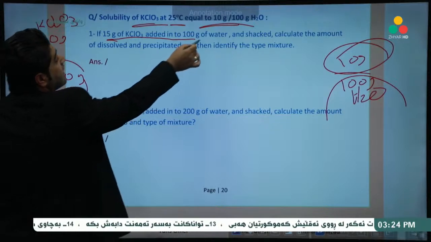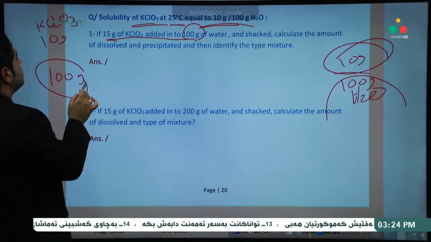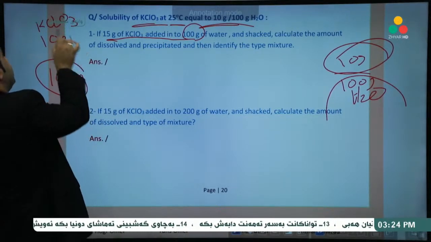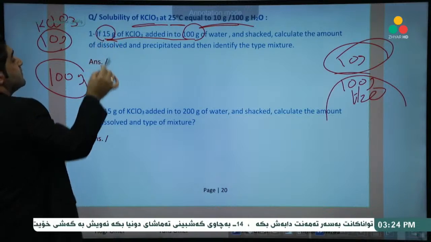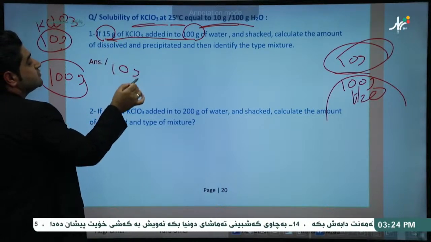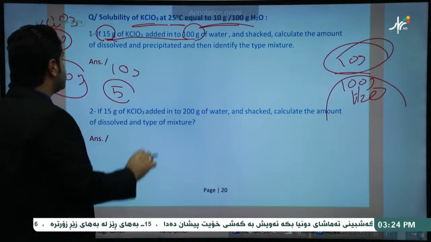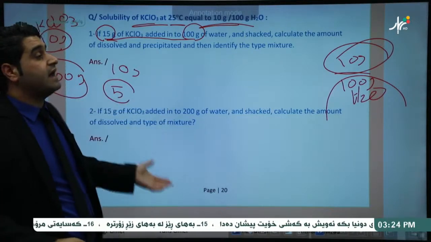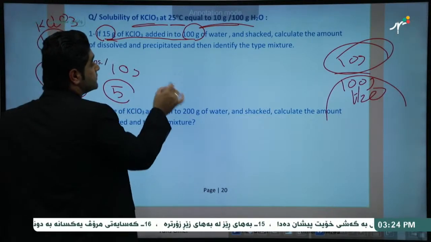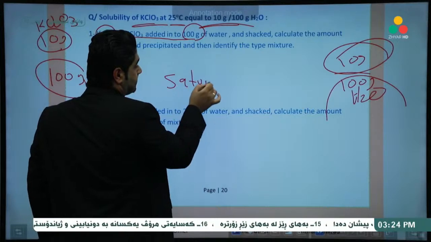Look, we have 100 grams of H2O. It can dissolve how many grams of KClO3? 10. But we have 50 grams. So 10 grams is dissolved and 40 grams can be precipitated. So because we add more solid and it forms a precipitate, the solution is saturated.